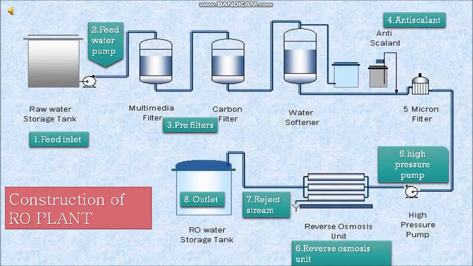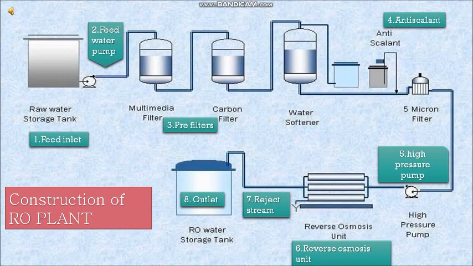Anti-scalant is optional, but for a larger RO system it can be used. Anti-scalant is a pre-treatment injected into the feed water before the feed water enters the RO membranes. Its presence delays the reaction between calcium, magnesium, and bicarbonate.